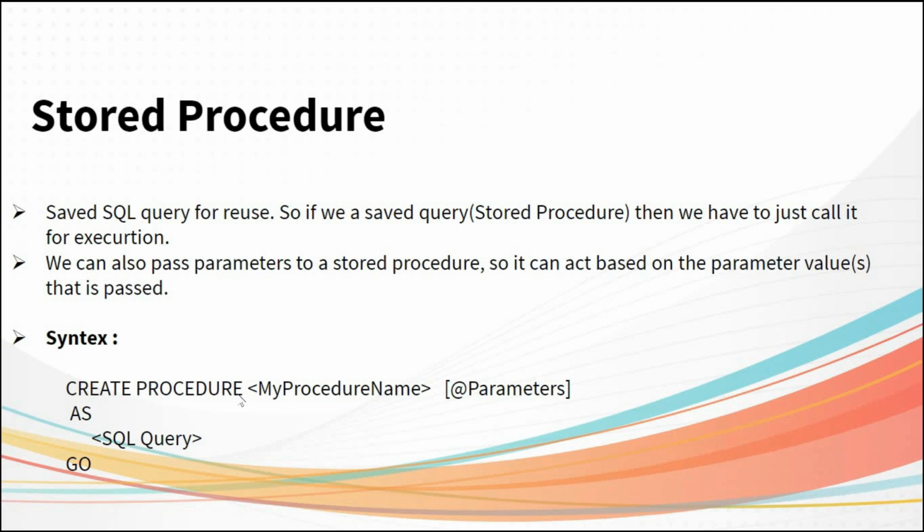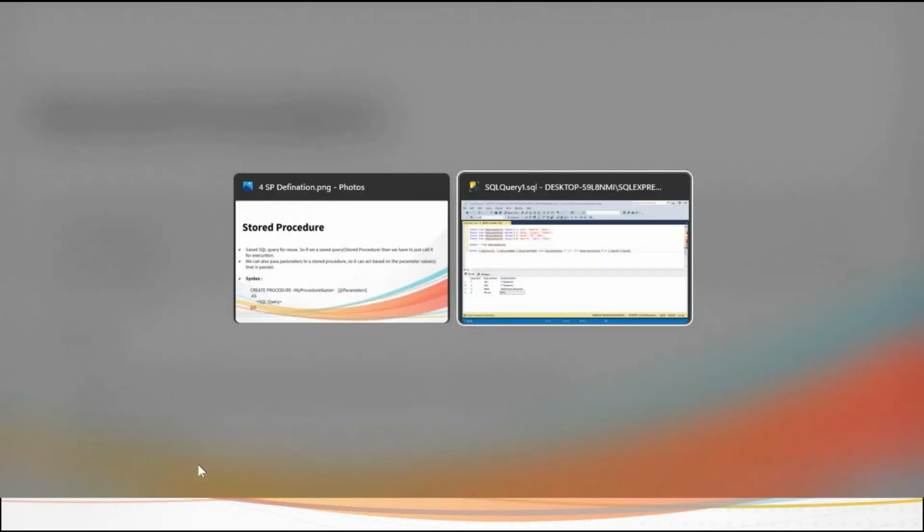Create procedure, and we have to give the name of our stored procedure, the name with which we want to save it. And if parameters are needed, then we can also define those parameters over here. And whatever query we want to save as a stored procedure, we have to write it over here. After that, go and execute it, and the stored procedure will be saved. Let's see this example in SQL Server Management Studio.